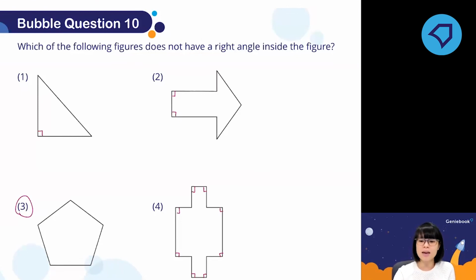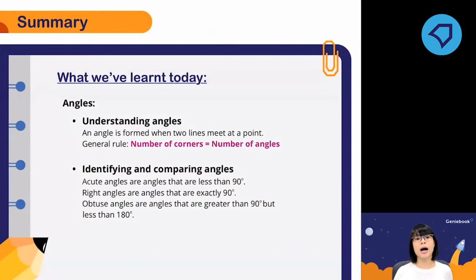Option number 3, okay? Just a quick recap for you guys. Understanding angles, general rule: the number of corners or number of points indicates the number of angles. Okay, and to identify and compare angles, acute angles are angles that are less than 90 degrees, right angles are angles that are exactly 90 degrees, and obtuse angles are angles that are greater than 90 but less than 180.